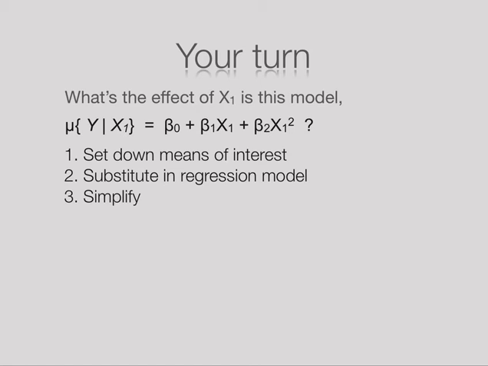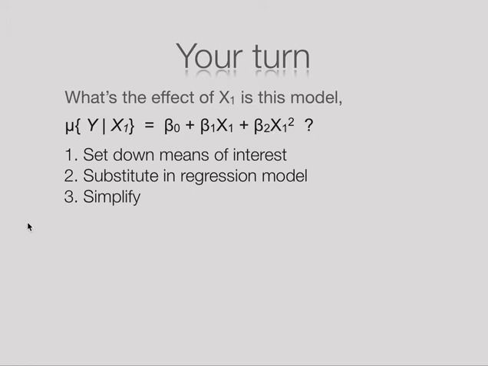Whenever you're asked to find the effect of a variable in a regression model, there are 3 steps you should proceed through. First, set down the means of interest, then substitute in the regression model, and finally, simplify. In this example, we're being asked what's the effect of x1 in the following model, where the mean response as a function of x1 is modeled by beta 0 plus beta 1 x1 plus beta 2 x1 squared.